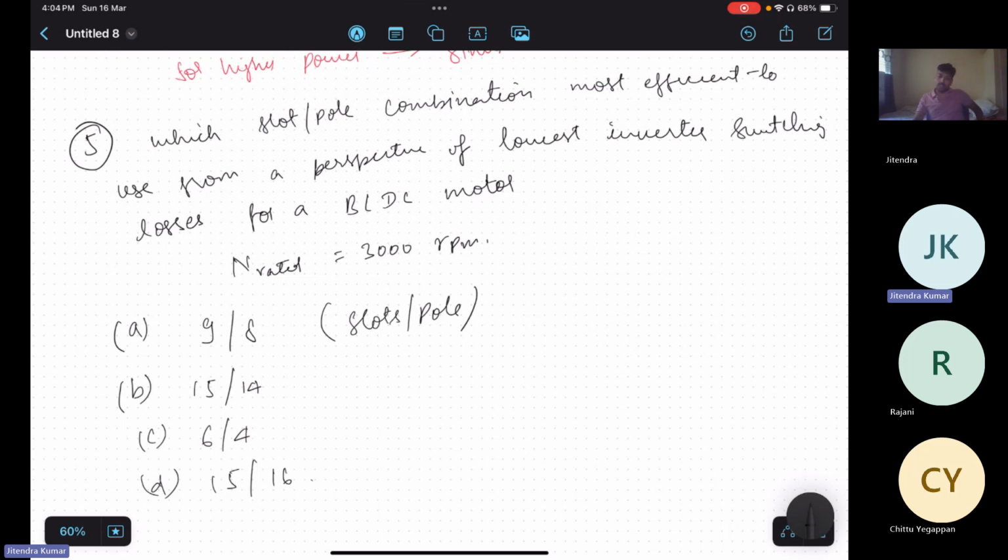So what do you think? Which slot pole combination will be most efficient? 9-8? 9-8. Why do you say so? The reason behind 9 by 8 is the slot pole ratio, one important. Second one is 3000 RPM, rated speed, not much higher. Okay. But here the constraint is only efficiency.